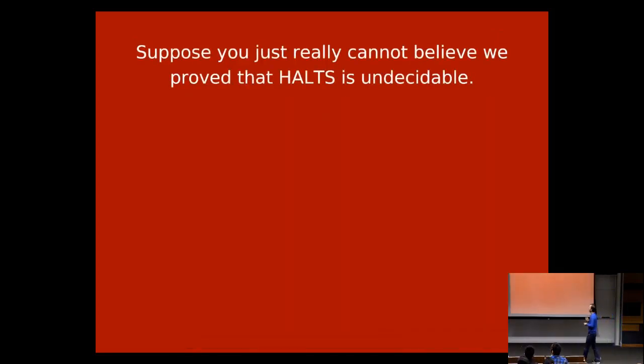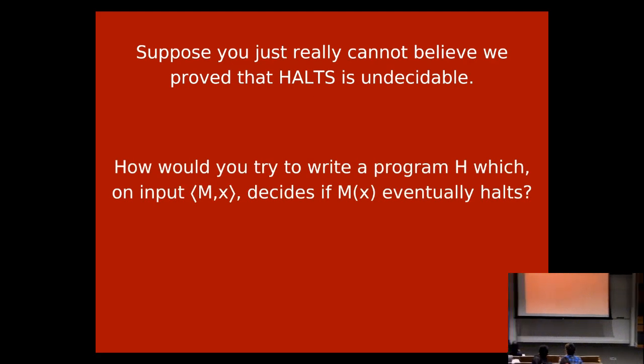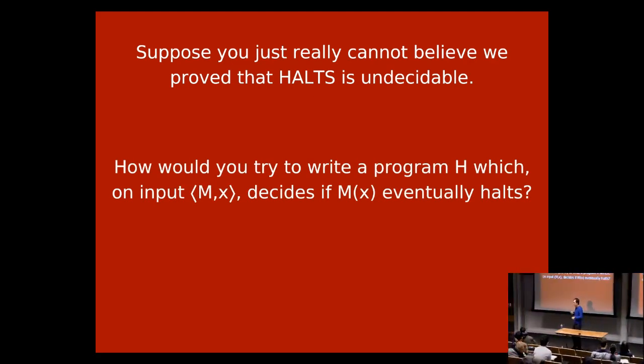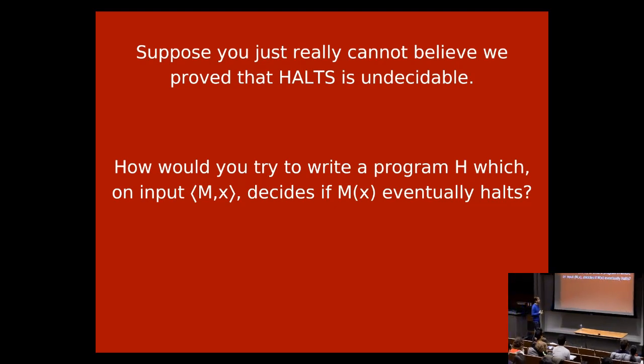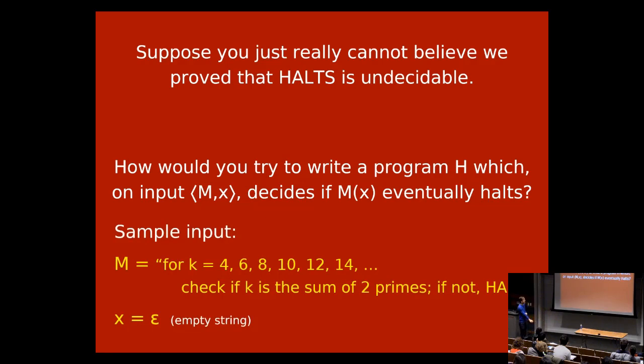OK, so to explain what's going on, imagine you're sitting there and you saw the proof that halts is undecidable, but let's say you really can't believe it. You're like, there's got to be a way to write some code that can check whether some other piece of code will halt on a given input. Maybe you just can't believe it. So what might you try to do if you had to try anyway? Like if you decide to not give up and try to write a program H, which on input M and X tries to decide if M of X eventually halts. And it's not so easy.